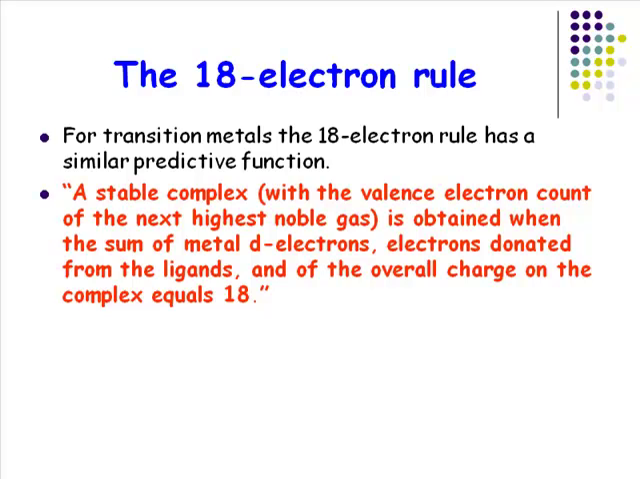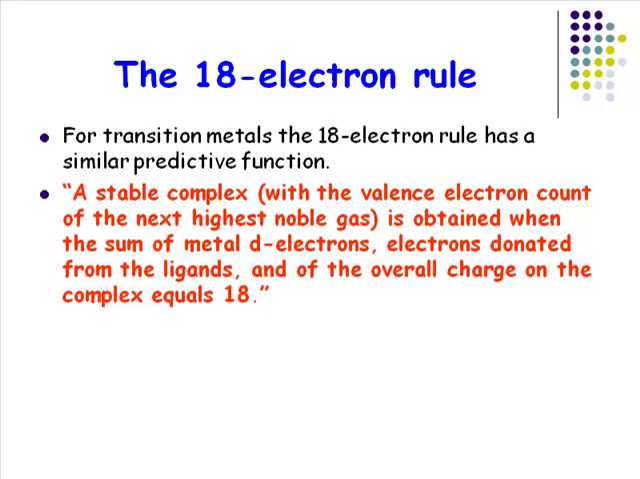Now, if we go to transition metal chemistry, we don't deal with an octet rule, we deal with something called the 18 electron rule. And if I read this out, a stable complex with the valence electron count of the next highest noble gas is obtained when the sum of metal d electrons, electrons donated from the ligands, and of the overall charge on the complex equals 18.